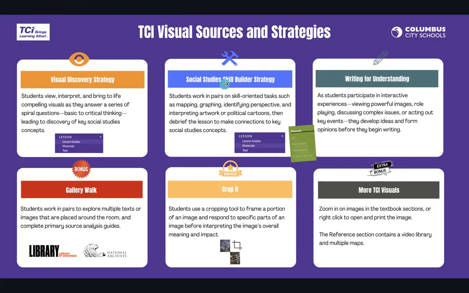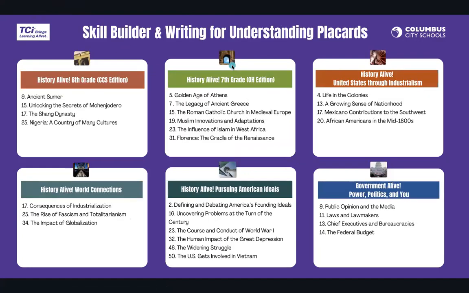So let's take a look at where these are located inside your program. Here again, I've outlined just the Skill Builder and Writing for Understanding exercises that use placards. These are available in all of the programs. And again, 8 through 11 are provided through a package, but you can also print them from the website. And if you want the placards in grades 6 and 7, we'll get those for you so that that's not a barrier for implementation.